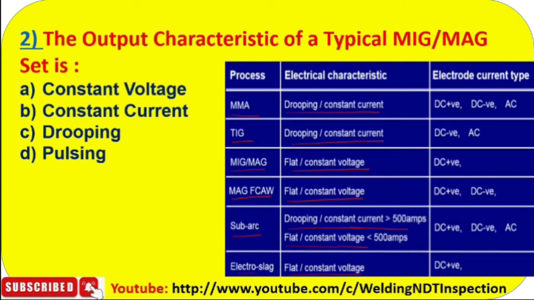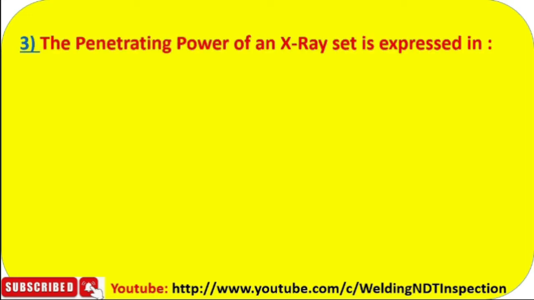So we go to MIG MAG. What is there? Constant voltage. So the correct answer will be constant voltage. So the answer is A, constant voltage. Now we'll go to the third question.